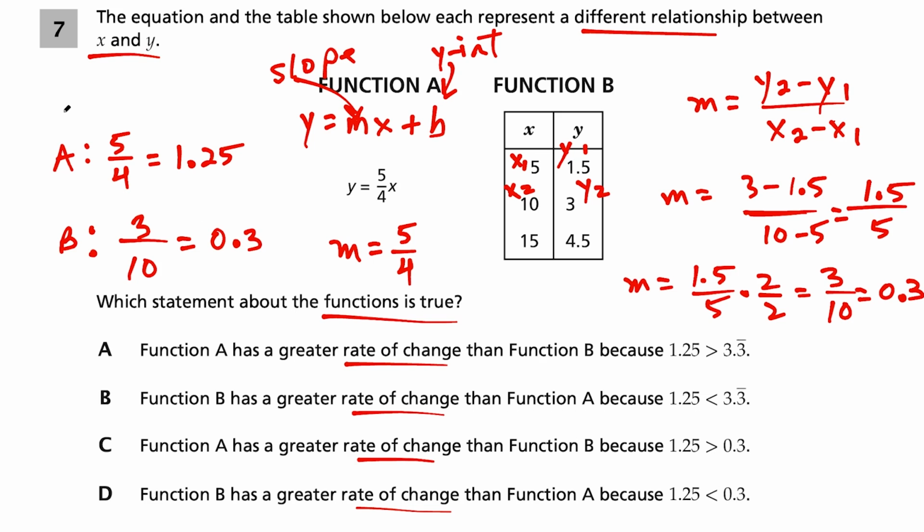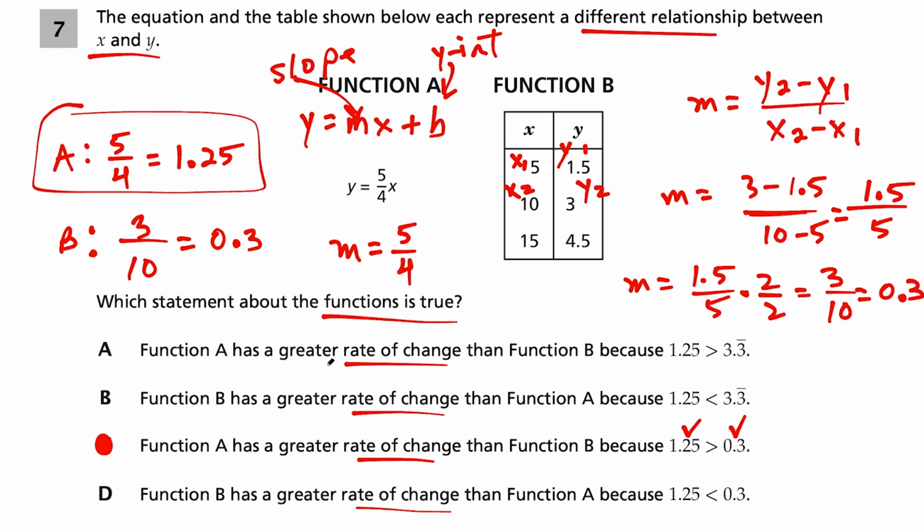So now just looking at this, we could say that A clearly has the greater rate of change. When we scan the answer choices here, function A has a greater rate of change than function B, because the slope of A, we said, was 1.25, and that is greater than the slope of B, which was 0.3. So that definitely checks out. Choice C is our answer.